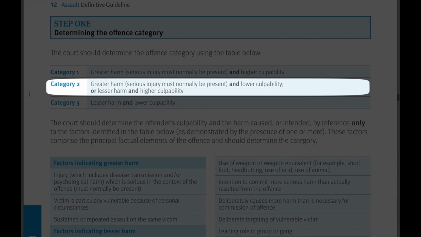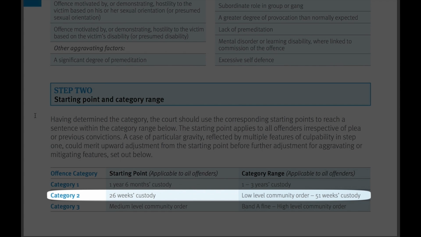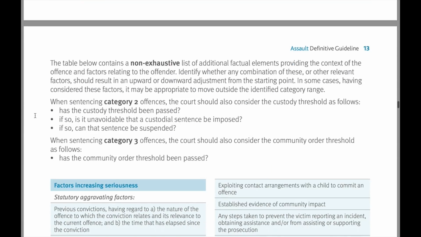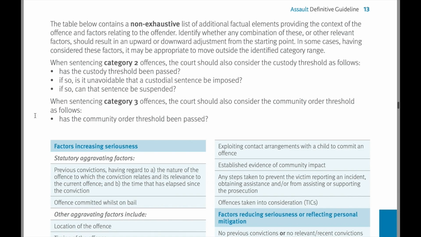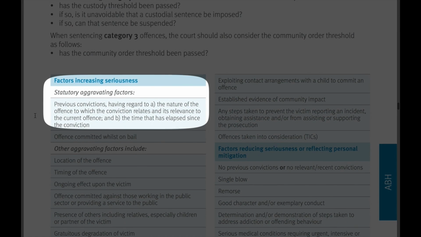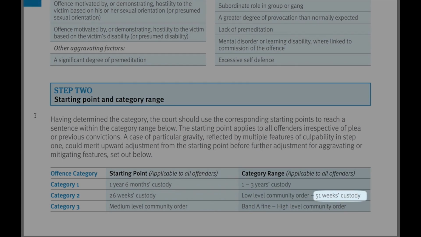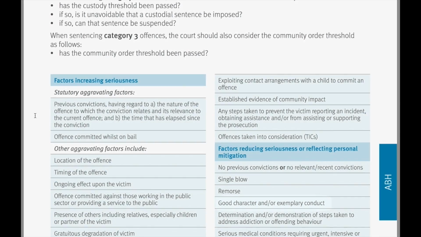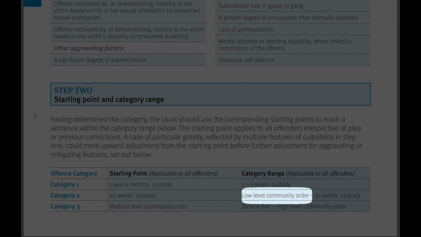Greater harm and lower culpability would classify the offence as a Category 2 offence. The starting point for the sentence would then be 26 weeks custody, and range from a low-level community order to 51 weeks custody. The judge would look at a range of other factors to determine where in the range the offence falls. This would be dependent upon the factors increasing seriousness. If the individual had a previous conviction for assault occasioning ABH, the sentence may fall between 26 to 51 weeks. However, if the individual has no previous convictions and is of good character, he may just receive a medium to high-level community order, bringing him to the lower end of the sentencing range.